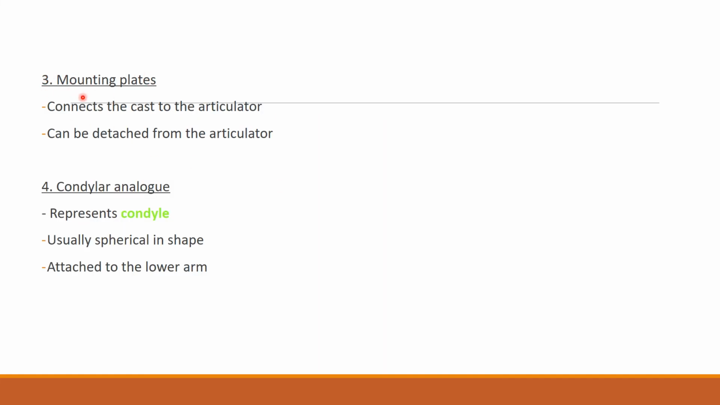The mounting plate is the third part. It connects the cast to the articulator, and it can be detached from the articulator. Also, the condylar analog is there, which represents the condyle. It is a spherical, golden-shaped structure attached to the lower member.